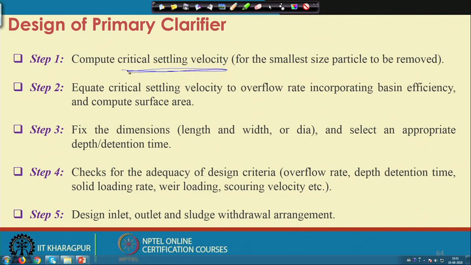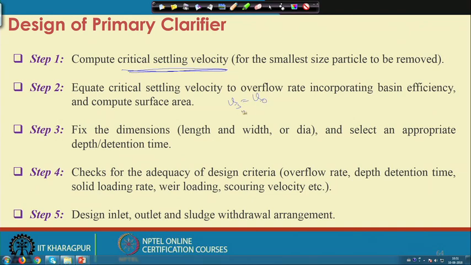So, that becomes the very first step. Now, this critical settling velocity is equated, or kept equal, to the overflow rate incorporating basin efficiency, and then we compute the surface area. As we were just seeing, the equation for the basin efficiency.